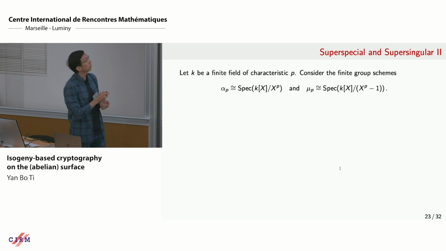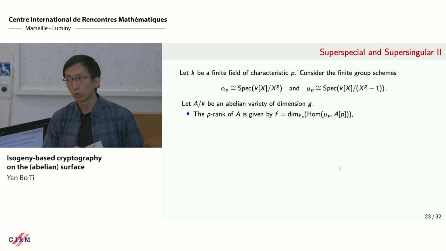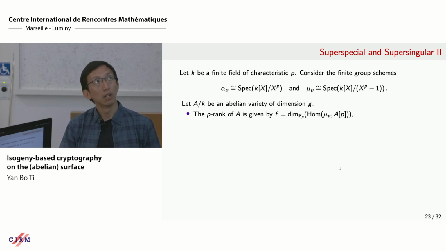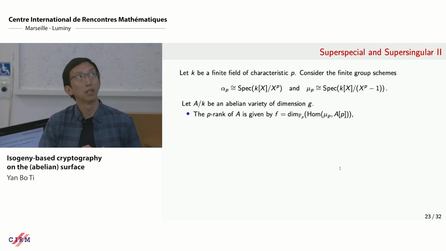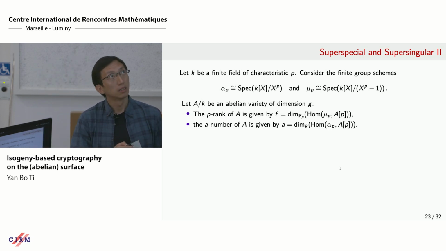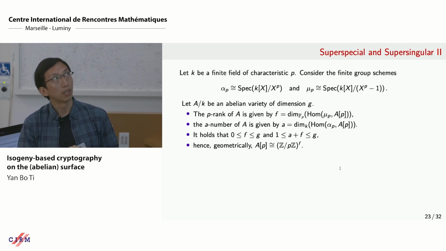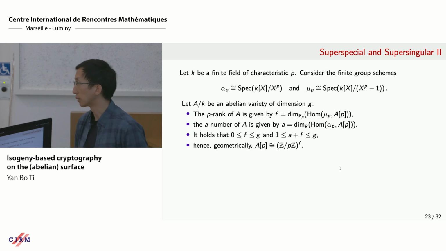So you define the additive group scheme and the multiplicative group scheme, and you can start to understand how the p-torsion contains, or rather is mapped into by, the multiplicative group scheme, and this is given by the p-rank. The a-number counts the number of ways that you can map the additive group scheme into the p-torsion. All these inequalities hold, but more importantly, geometrically you have the p-torsion being described by the p-rank, which is what you expect to see.